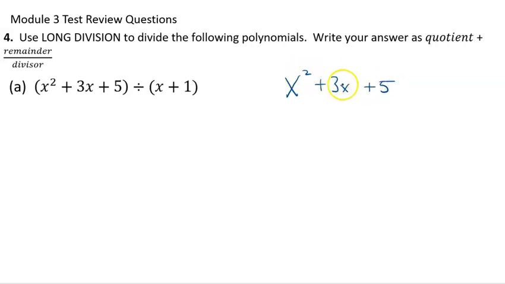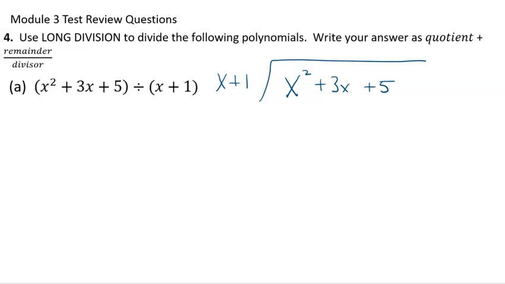Notice it's in descending powers order, so the square's the highest, then the x to the first, then the constant. It's not missing any terms, and what I mean by that is it goes from x squared to an x to the first, and then a constant. Everybody's represented. Divided by, the divisor is x plus 1. Again, important, it said use long division. That's why I'm doing this. This problem can be done using synthetic division, but I'm going to follow directions.